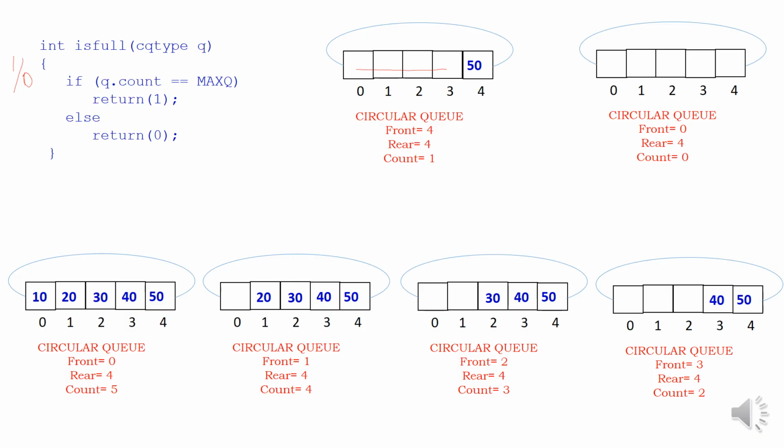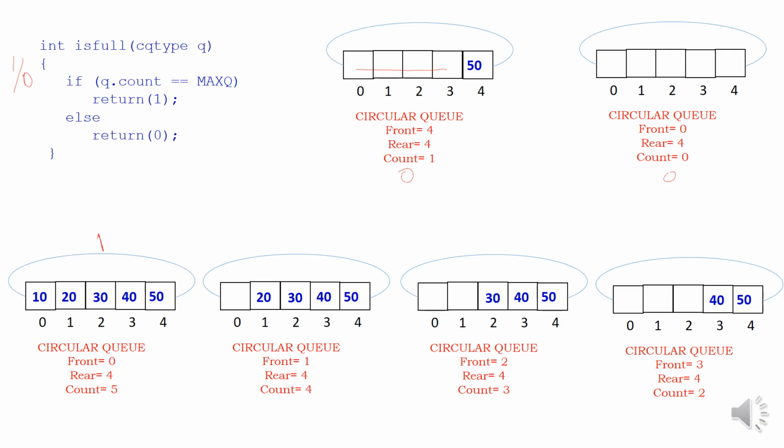Now if you call the full function here, it returns you 0 because it is not full. See here, it is empty, it is not full. Here also it returns 0. See here, there is a possibility of storing 5 elements, all 5 elements are full, so there is no vacant space. So if you call the full function in this particular stage, it returns you 1.